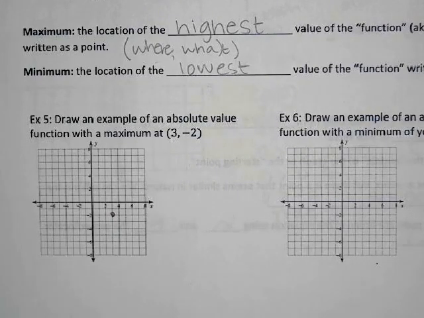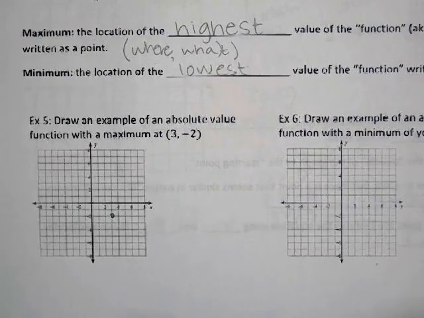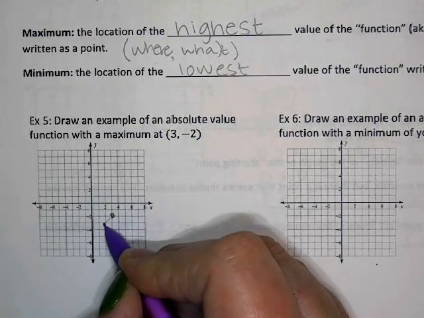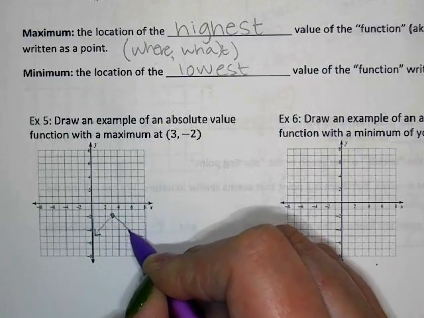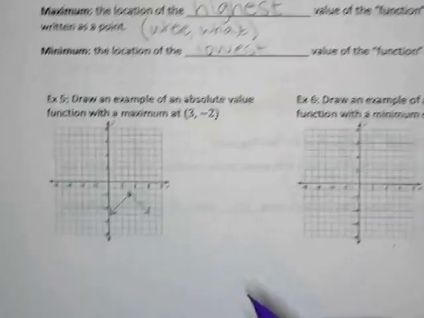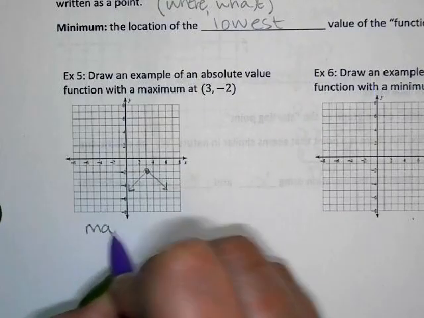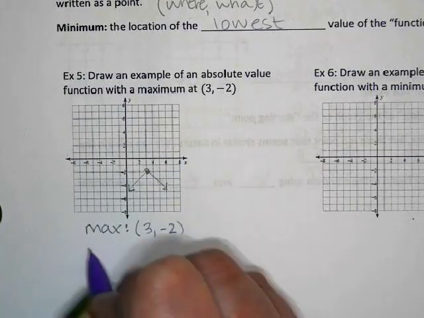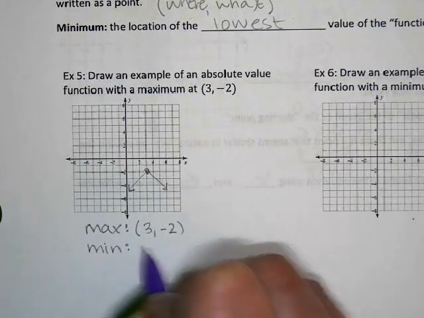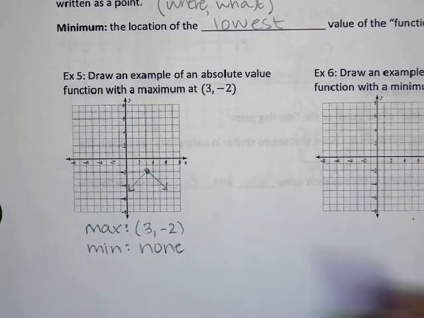It's going to have to be upside down. So I'm going to draw it and make this an upside down V to show that that's the maximum of the graph. So I would say the max of the graph is 3, -2. And I would say the minimum of the graph is none, because for V-shaped graphs, they either have one or the other. They do not have both. This graph cannot have a minimum because it goes down forever. So there's no minimum if you're going down forever.